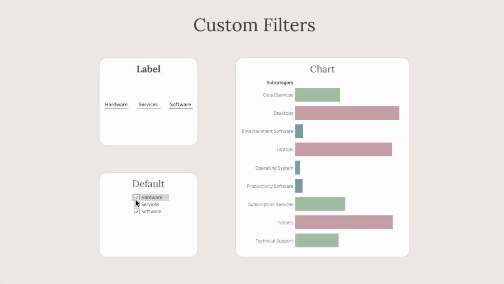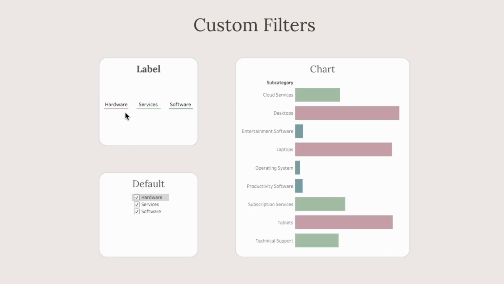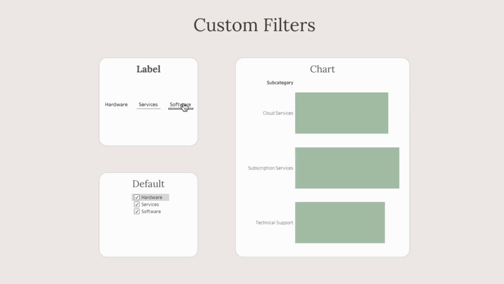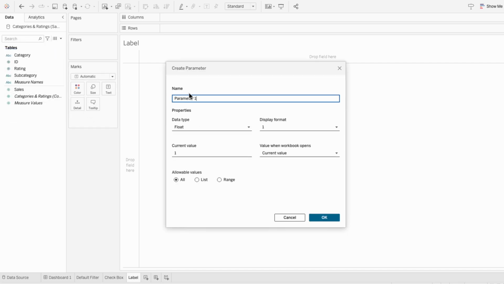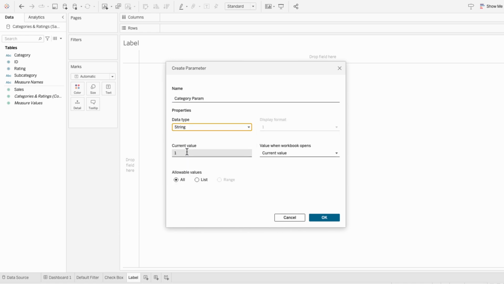The default filter in Tableau doesn't have that many customization options. But by using a multi-value parameter, we can create our own custom labels to filter like this. Since we'll be filtering by category, I'll create a parameter and call it category param. For the data type, I want it to be a string, and I want to leave the current value empty.